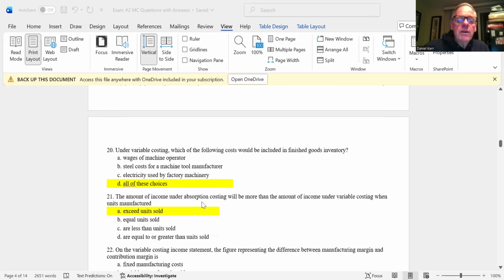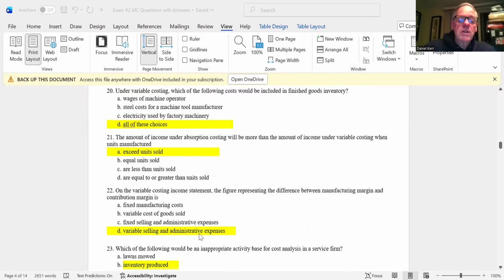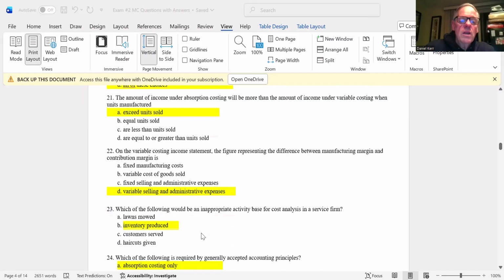21, the amount of income under absorption costing will be more than the amount of the income under variable costing when the units manufactured actually is larger than units sold. So the answer there is A. On variable costing income statement, you did one of these in part of the take-home. The figure representing the difference between manufacturing margin and contribution margin. Those are the variable selling and administrative expenses. So the answer there is B.